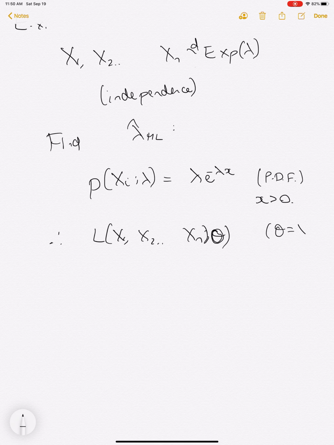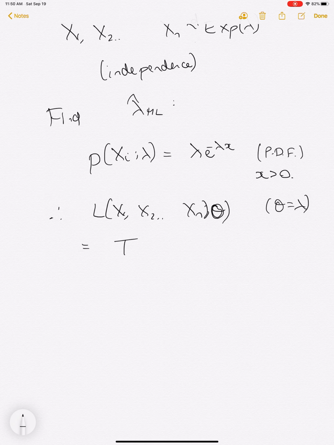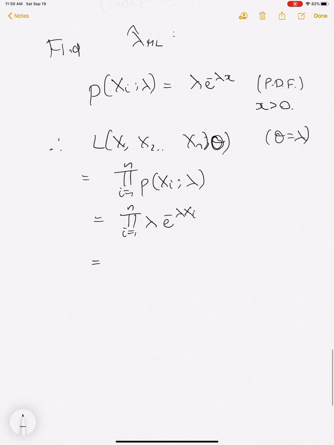Okay, so here theta equals lambda. So the likelihood is just... okay, and once we take products, we know that the lambda just gets multiplied through n times, and then we've got an exponential here, so the exponential then just becomes a sum, and we get this. Okay, so this is the likelihood function, and so we know that lambda hat ML equals argmax.